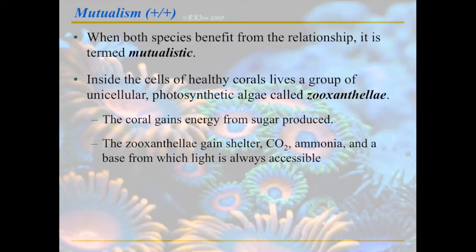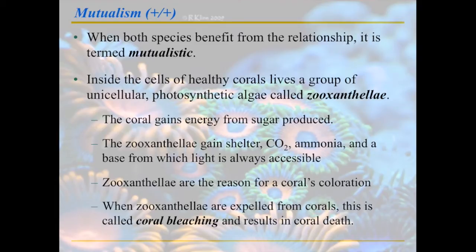In exchange, the zooxanthellae gain shelter. When the coral metabolizes the sugar, it produces carbon dioxide. It also produces other kinds of products, things like ammonia, and of course a solid base, a protected area from which they have light. And so the idea is that this is an ideal arrangement where the coral benefits and the zooxanthellae benefit. And of course the zooxanthellae, ultimately, because of the different pigments, they are the ones that make corals one of the brightest things down in the shallow ocean.